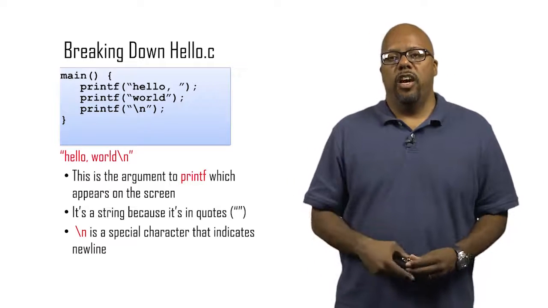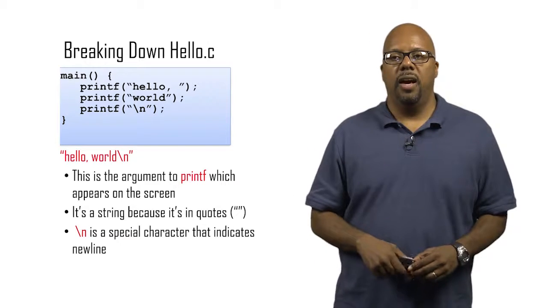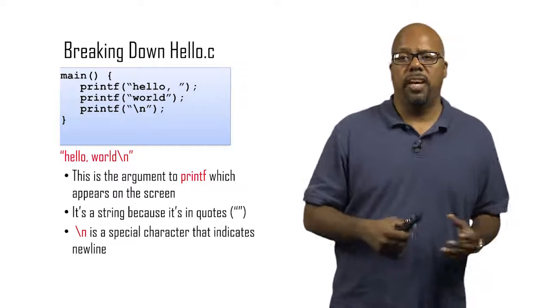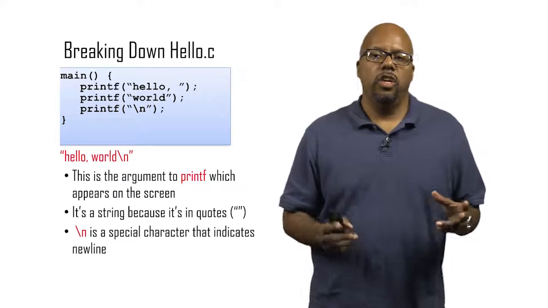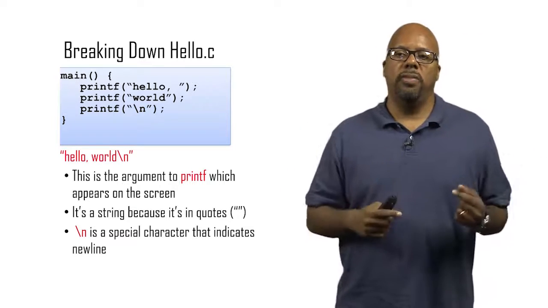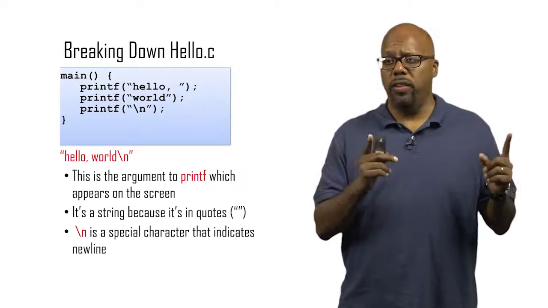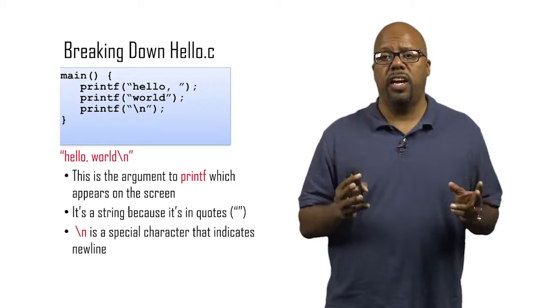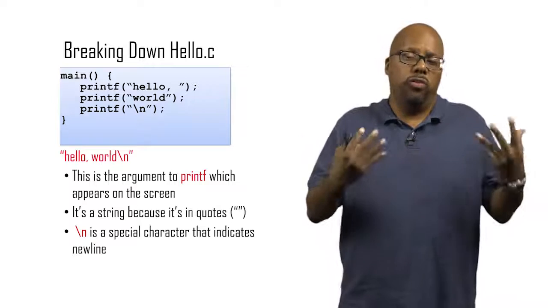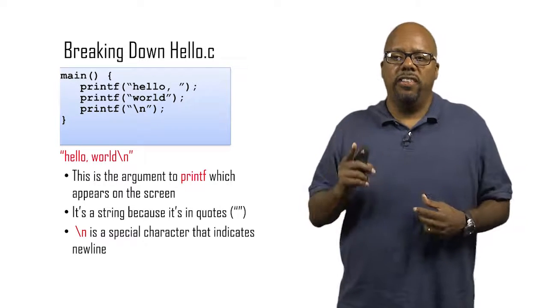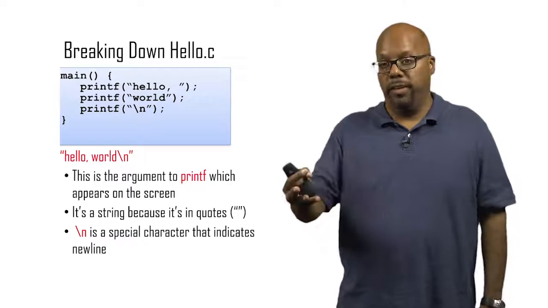Now, this is a different main, but it does exactly the same thing as the first main. So in quotes inside printf, in the original main, we said hello, comma, world, then \n. So you'll notice the \n. This is a special character. So hello world is clear. It just prints the words hello world. Then the \n is a carriage return, a new line.